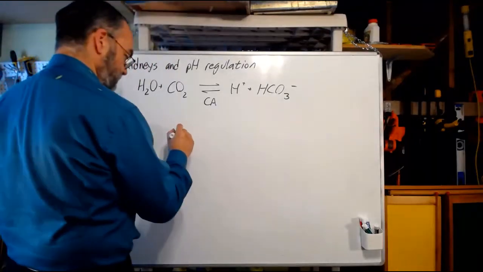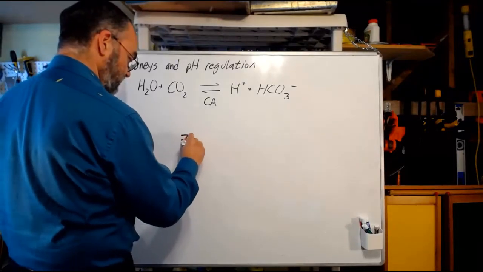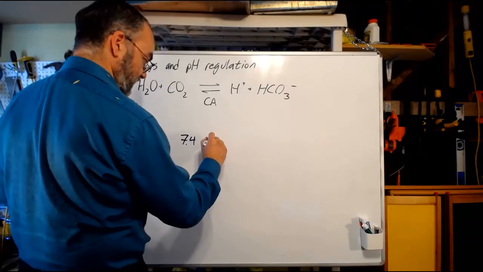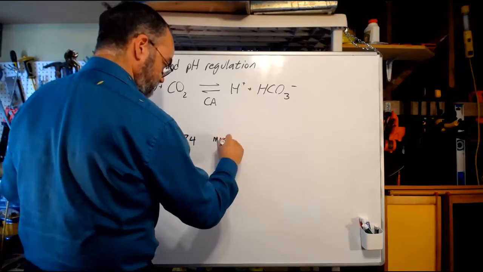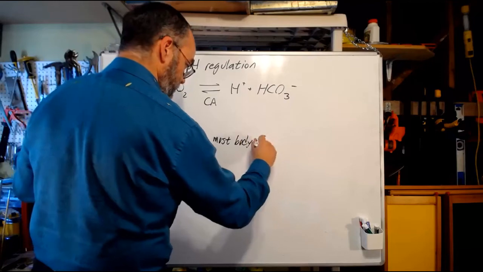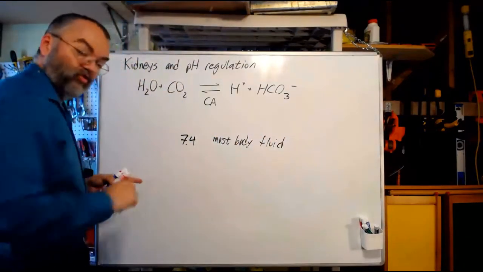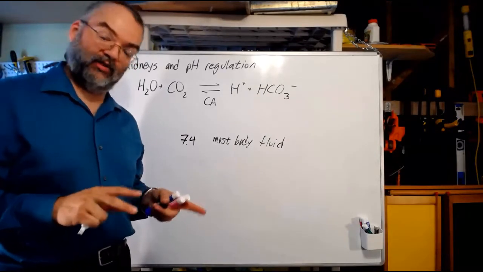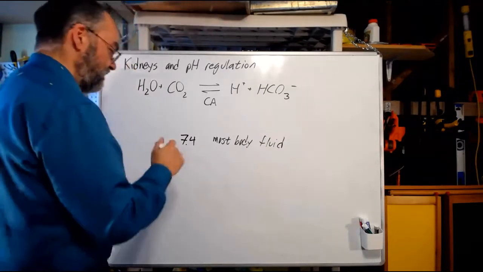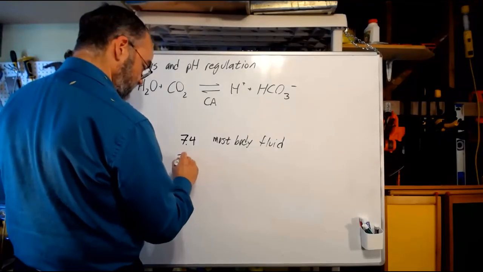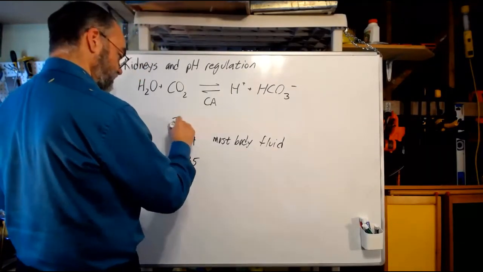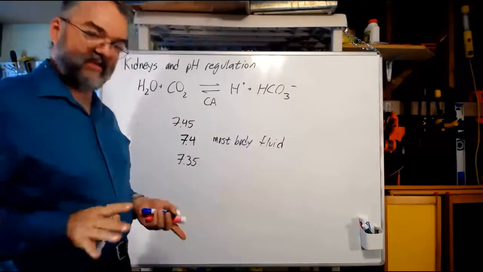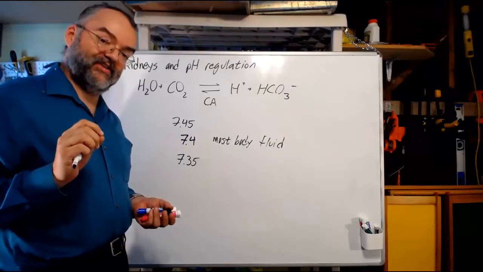Now, on the pH scale, 7.4 is considered typical for most body fluid. Remember, 7 is neutral, so 7.4 is slightly alkaline. That's what's normal for our blood and most of our extracellular fluid. And the normal range is about 7.35 to about 7.45. Anything within that is completely normal pH, but outside of that, we consider it abnormal.